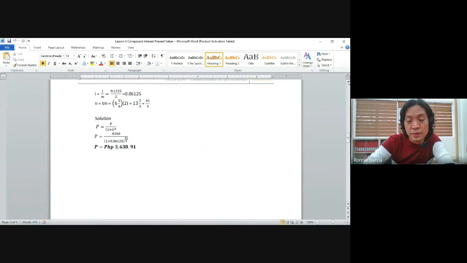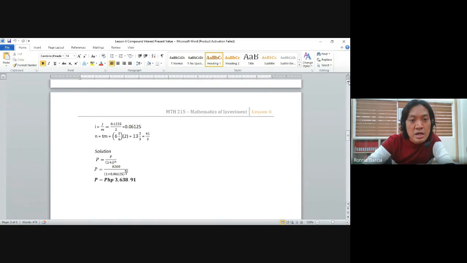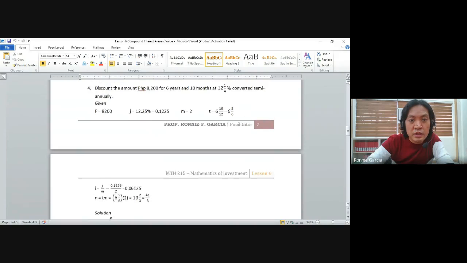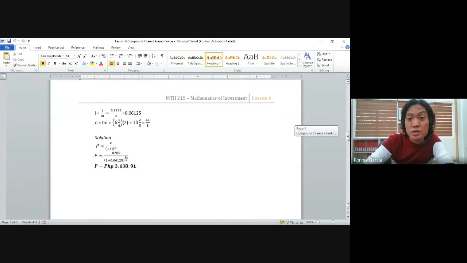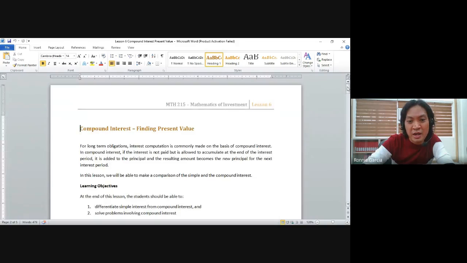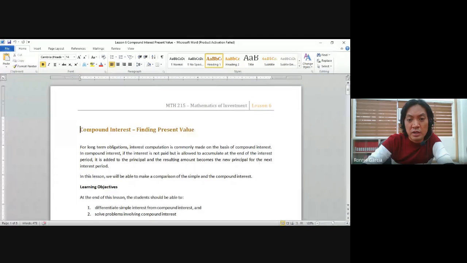final answer. Therefore, 3,638 pesos and 91 centavos is the present value of 8,200 if that is invested for around 6 years and 10 months, having 12 and 1/4% as the interest rate converted semi-annually. So that is the simple solution for finding the present value, still connected to our previous lesson, finding the compound amount. So I hope that is very clear to you.